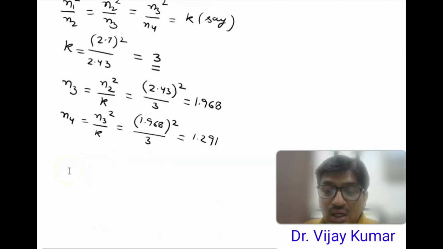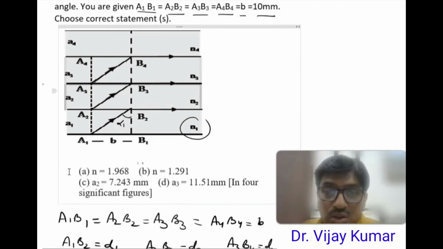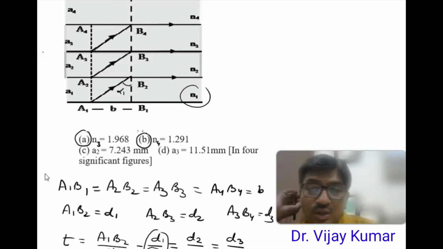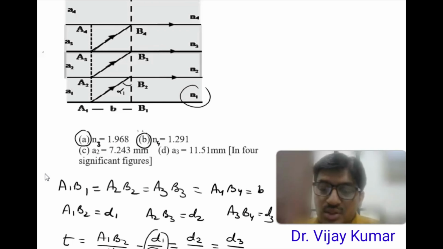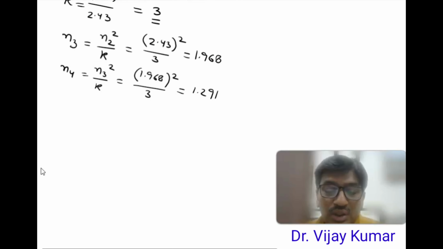These are the values of N3 and N4. If we see the options, 1.968 is the refractive index, and there should be N3 and N4. So option A and option B are the correct options. And we know that more than one, even more than two answers may be correct. So we will try options C and D, and move towards the next option.